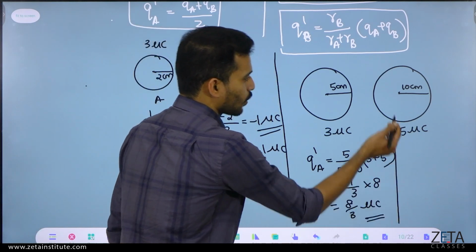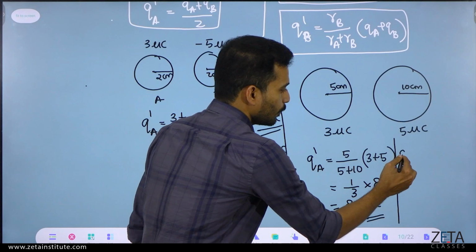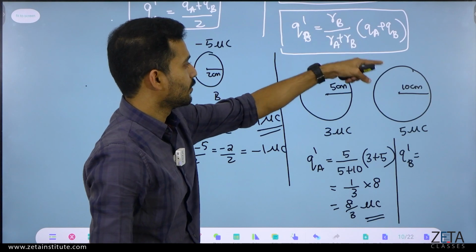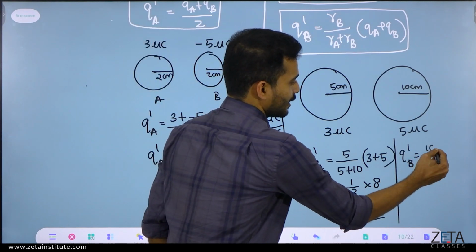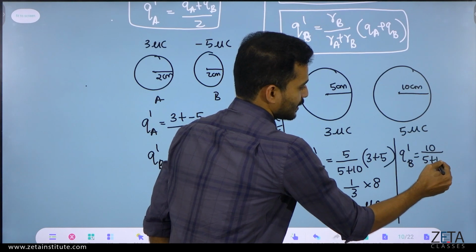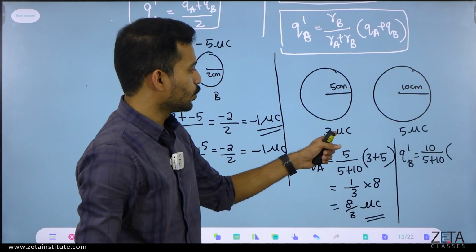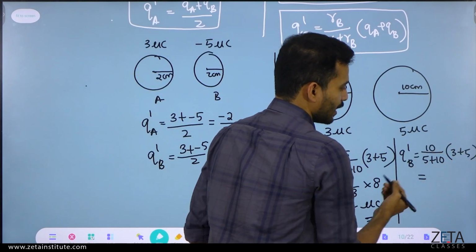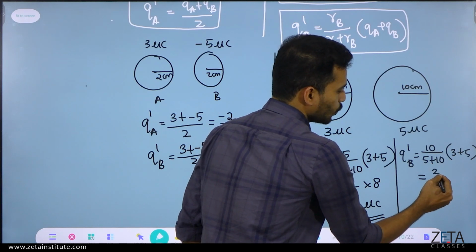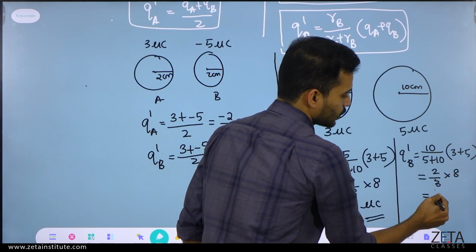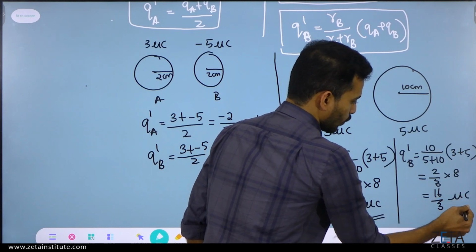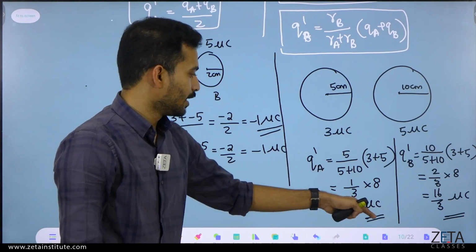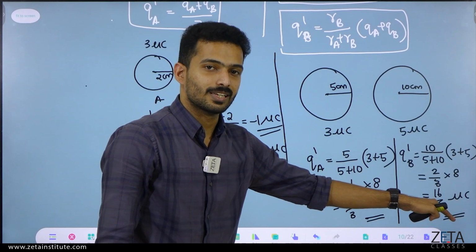So what is the charge on the second body? That is QB dash, the radius of the second sphere is 10 centimeter, that is RB. So we can write like this, 10 divided by 5 plus 10 into (QA + QB). QA is 3 microcoulomb, QB is 5 microcoulomb. So that is 3 plus 5 is equal to 8 microcoulomb. That can be written as 2 by 3 into 8, that is equal to 16 by 3 microcoulomb. So charge on A is 8 by 3 microcoulomb and the charge on B is 16 by 3 microcoulomb.